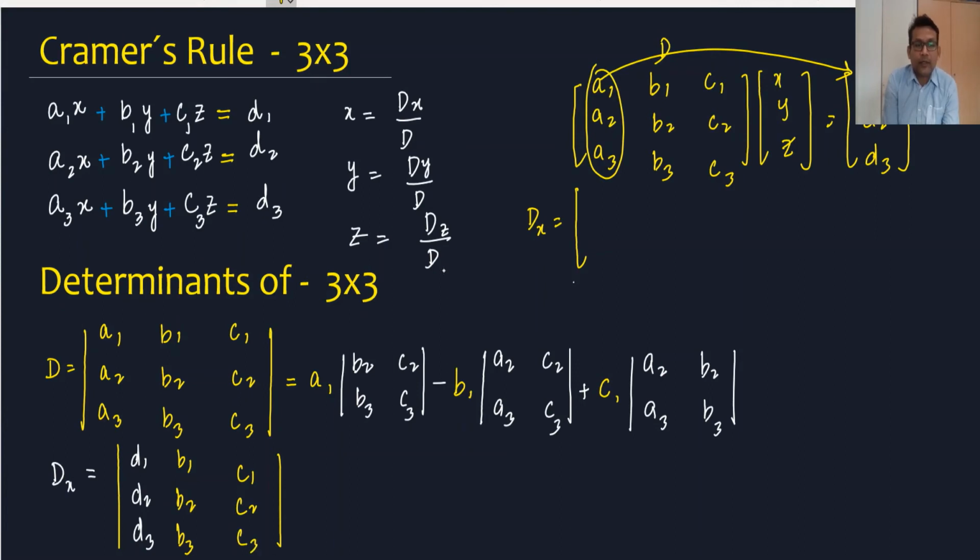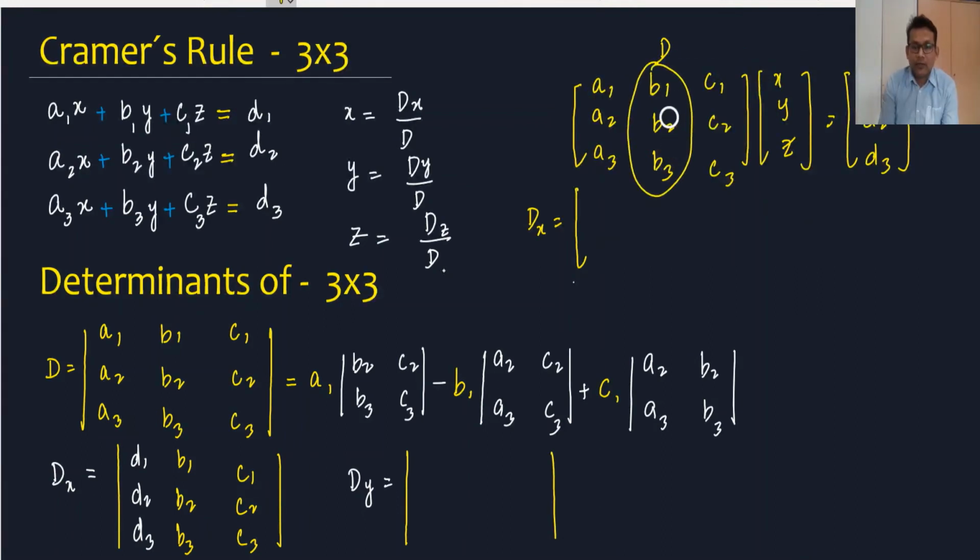If you want to write Dy, then for Dy we have to remove this column, and instead of these members, I will write D1, D2, and D3 in the middle. So this will remain the same. Like I have to write A1, A2, A3, and here I will replace with D1, D2, and D3. And here I will write the same C1, C2, and C3.